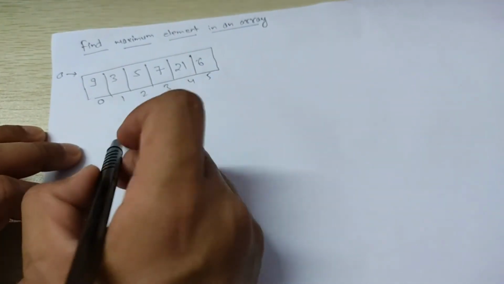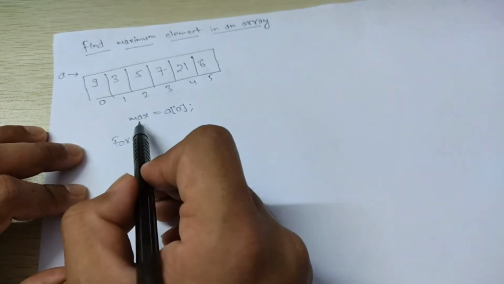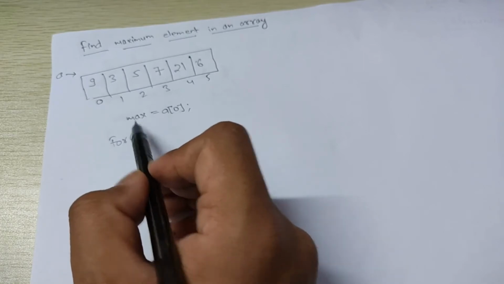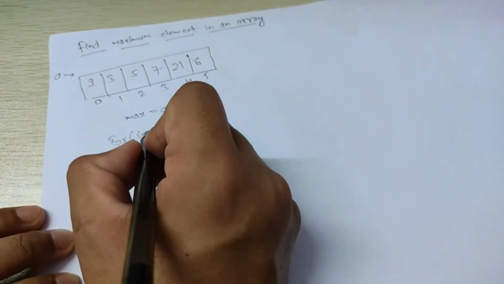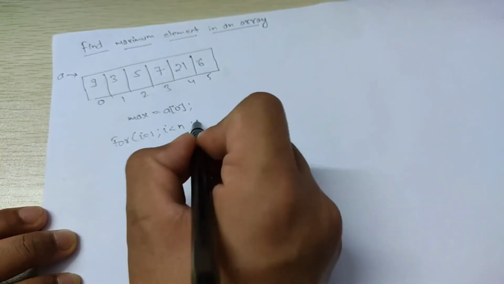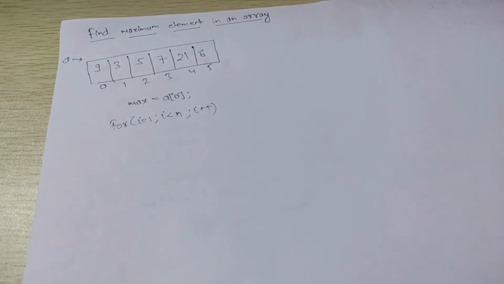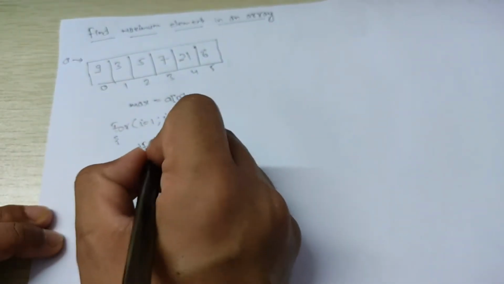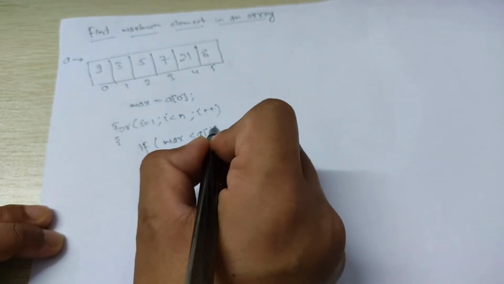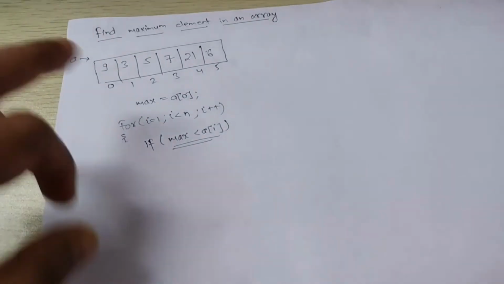Now we are going to iterate the whole array. Because we have stored the 0th position element in the maximum variable, we'll start the loop from the first position, and it will go until n, where n is the number of elements present in the array. Now we are going to compare whether maximum is smaller than a of i. This is the logic behind finding the maximum element.